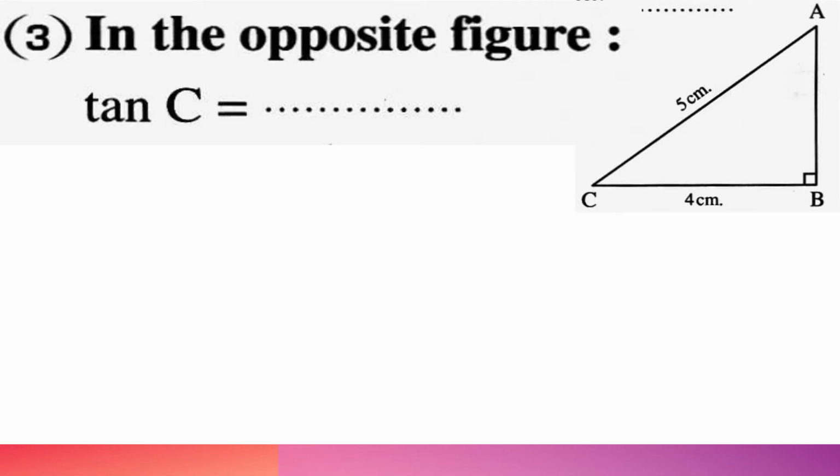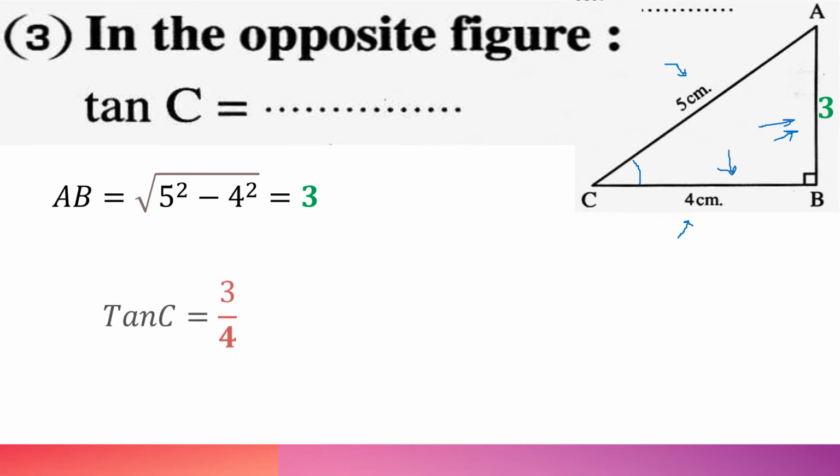Question 3. In the opposite figure, find tan C. Let's go to C, angle C. This is angle C. I don't have the opposite side. How to find it? Using Pythagoras theorem. So the length of AB equals the hypotenuse square, which is 5 square, minus the adjacent square, which is 4 square. This gives 3. So AB is 3 units. Now to find tan, we need the opposite over the adjacent. So 3 over 4.